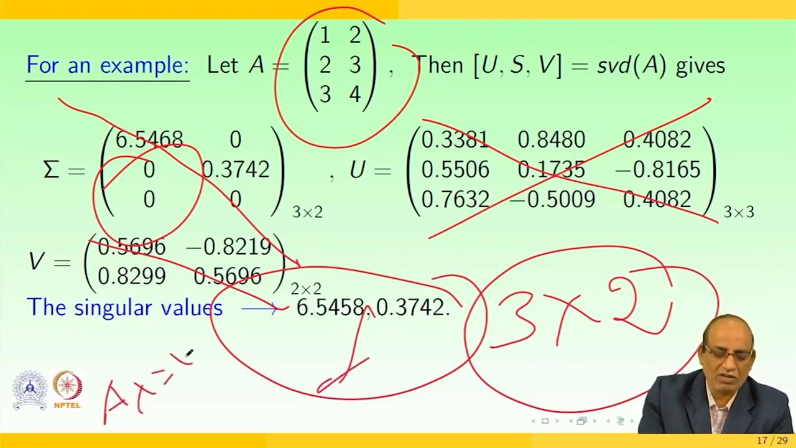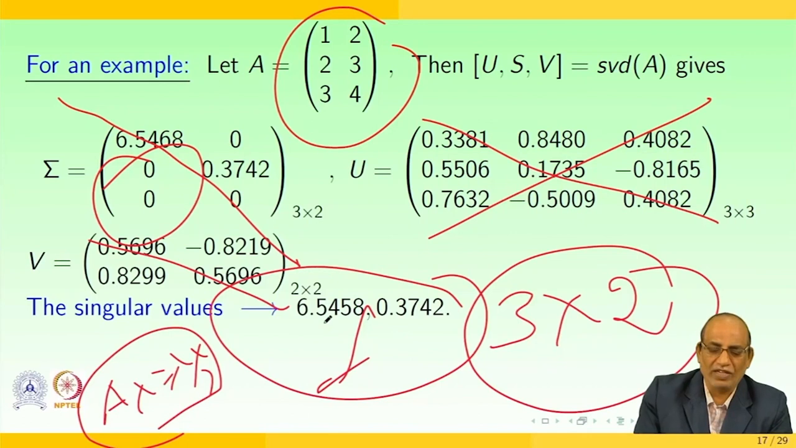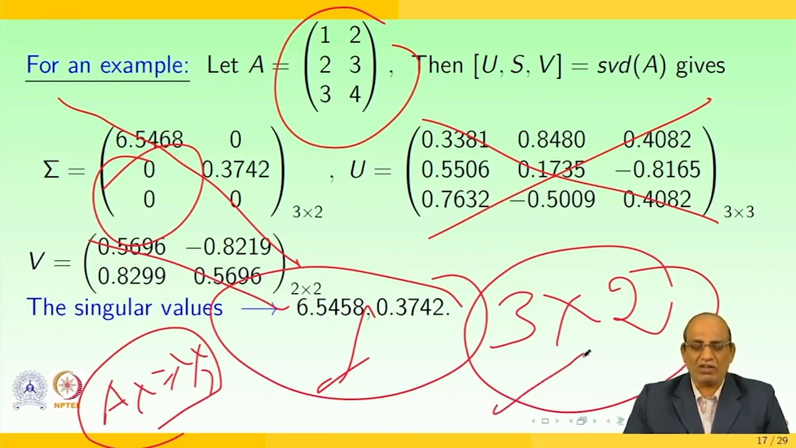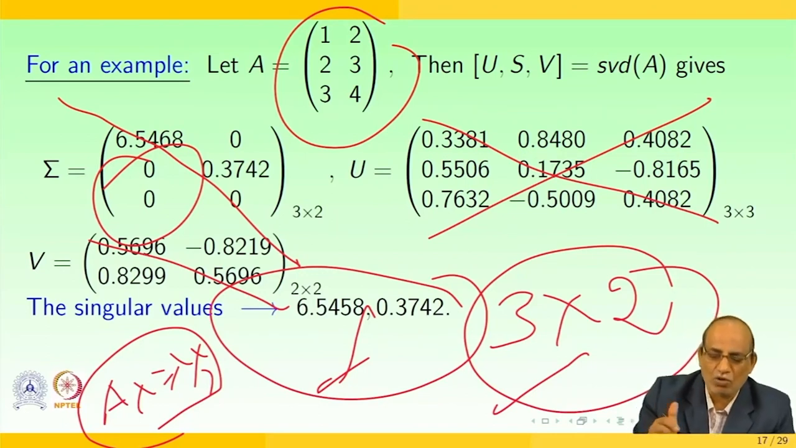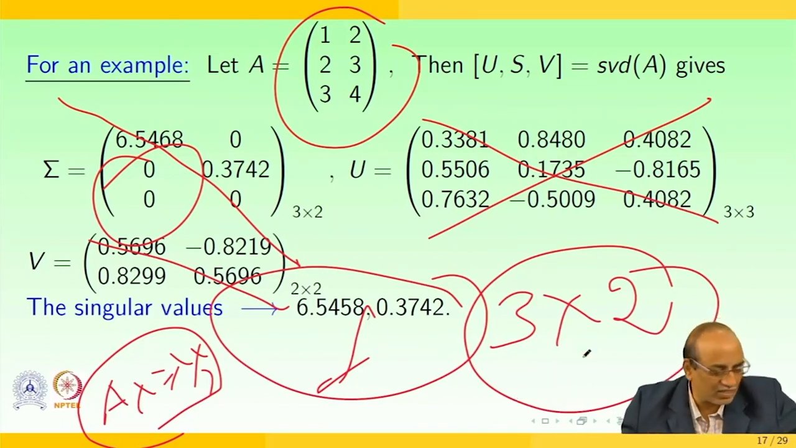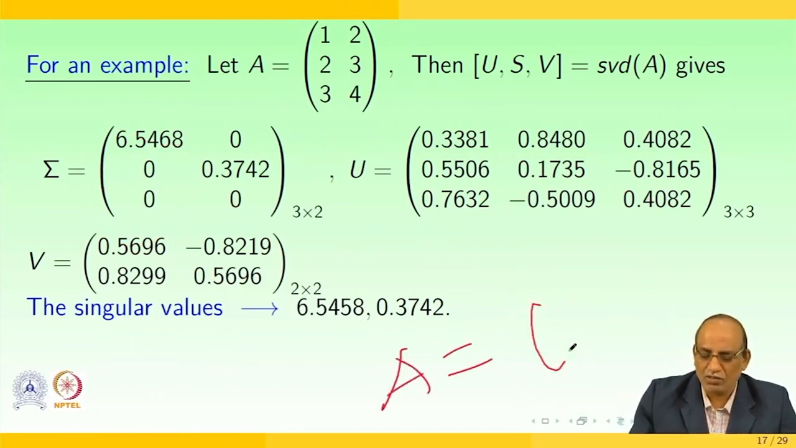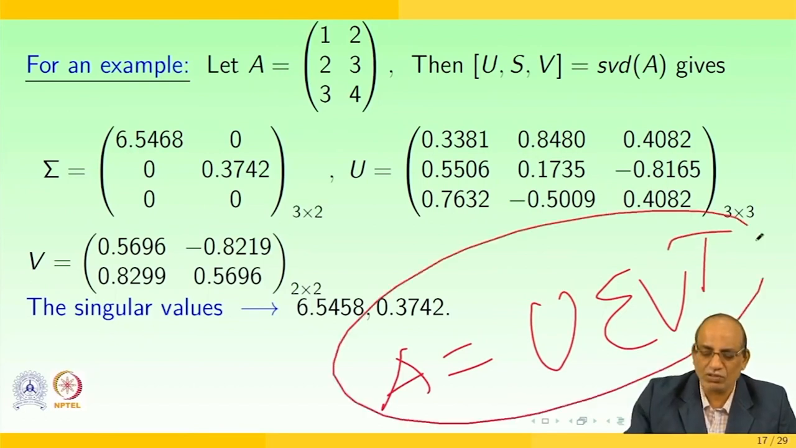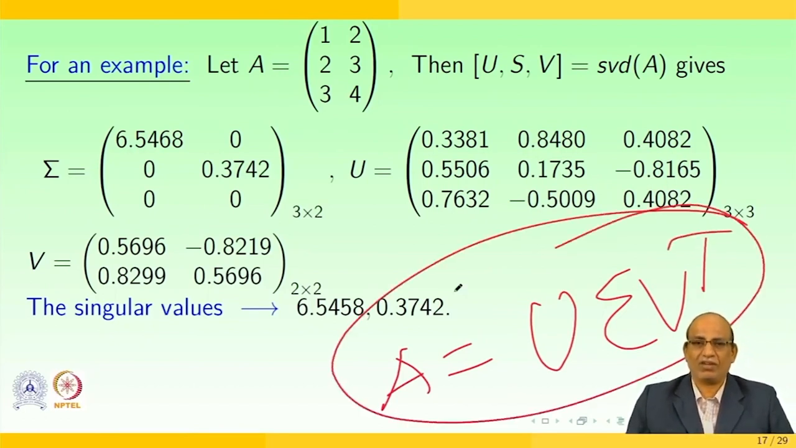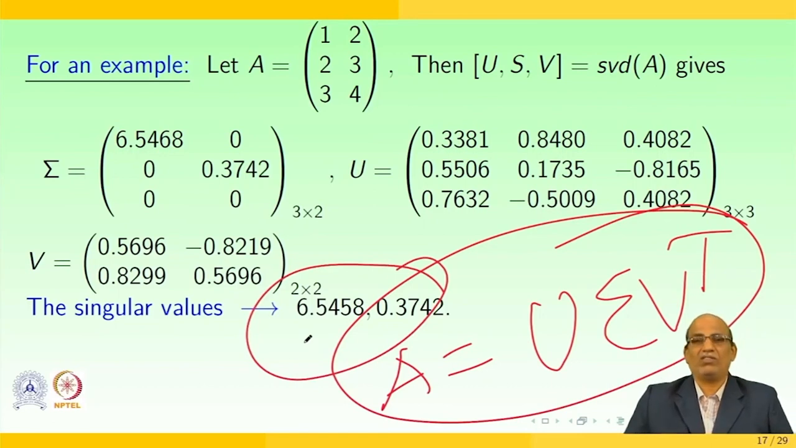That means Ax is equal to lambda x in the system. So if you find the eigenvalues, the singular values are 6.54582 and 0.3742. It has two columns, so you get two singular vectors, so that the multiplication holds. When you write this matrix A, that is, U times sigma times V transpose, you get this matrix. These two are the singular values.